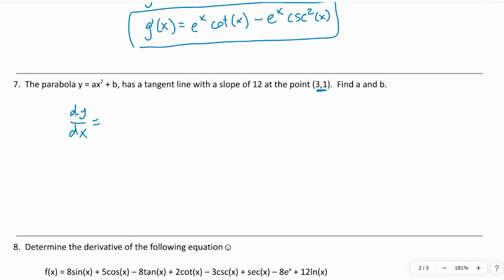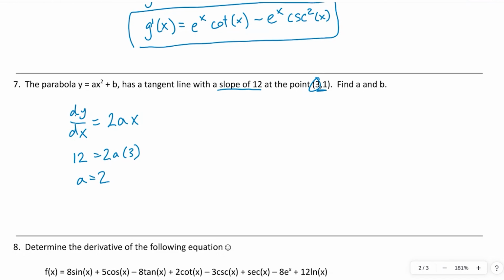Okay, so the derivative here is going to be 2a times x. That's really all there is to it. And so I'm going to use this to figure out what a is, because I know the slope is 12 when x is 3. So here I've got 12 equals 6a. I can divide both sides by 6 and figure out that a is 2.